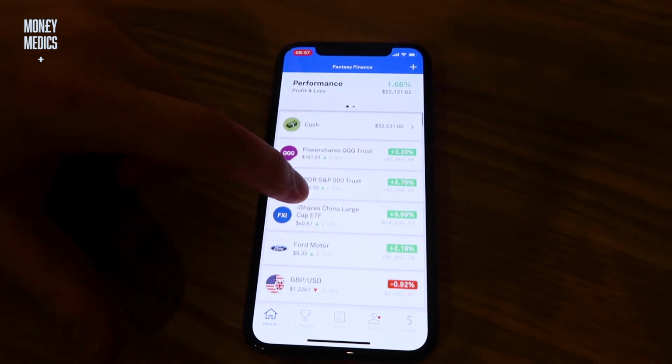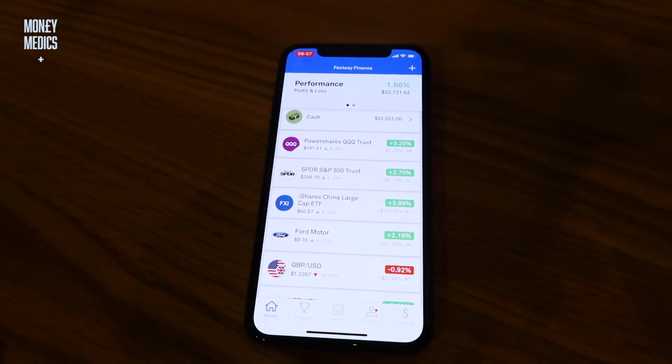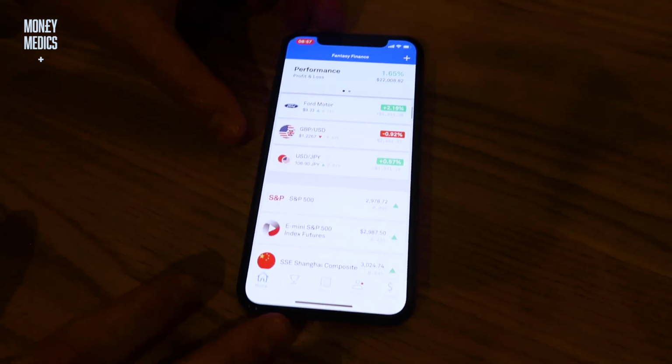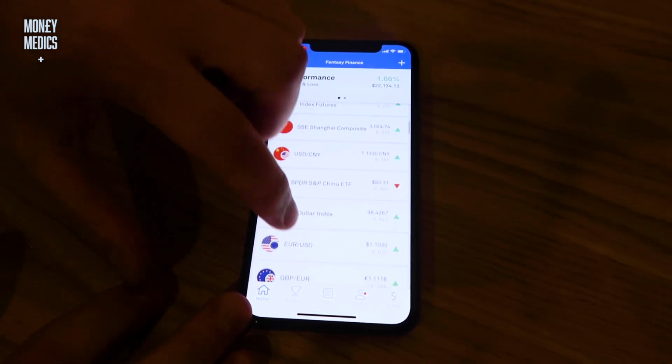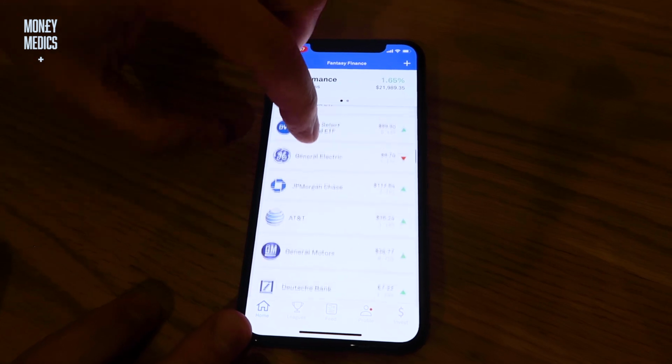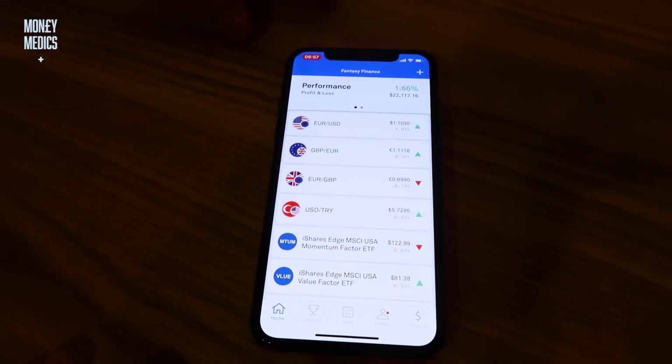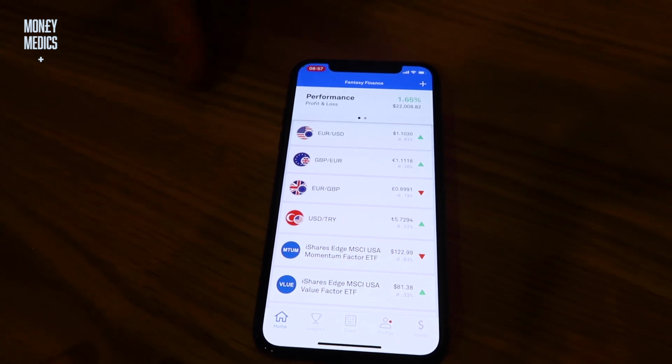At the top of my list are all the things that I've invested in. These are the things that are in my portfolio. And if I go further down the list, you can see my watch list. I've got quite a few different things in my watch list. We've got individual stocks, we've got commodities, we've got currencies, we've got crypto.